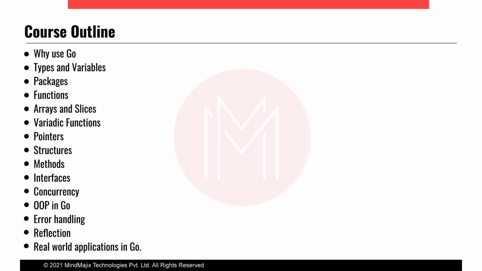As you all know, this course outline will consist of the topics I'll be covering, and the entire course outline is as follows. We'll start with Go use cases, types and variables, packages, functions, arrays and slices, variadic functions, pointers, structures, methods, interfaces, concurrency, object-oriented programming in Go, error handling, reflection, and real world applications in Go. At the end of the session, we'll be building real world applications like HTTP servers, applications like Docker, command line applications, and stuff like that.